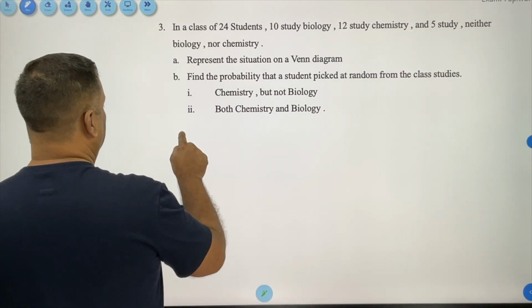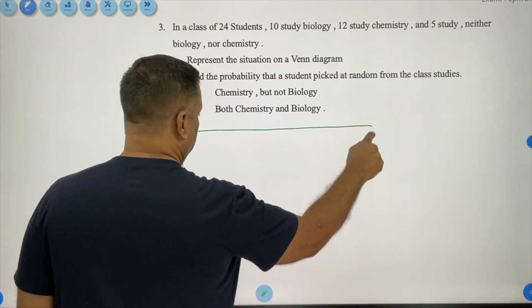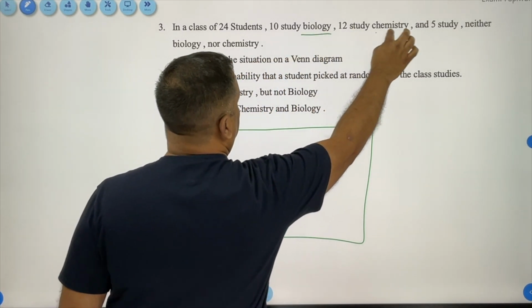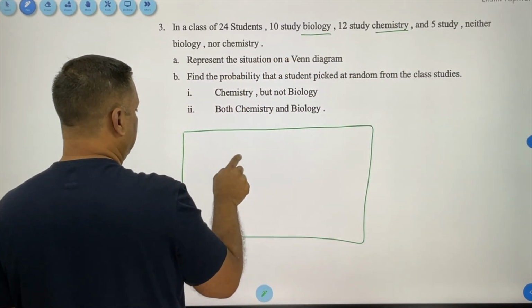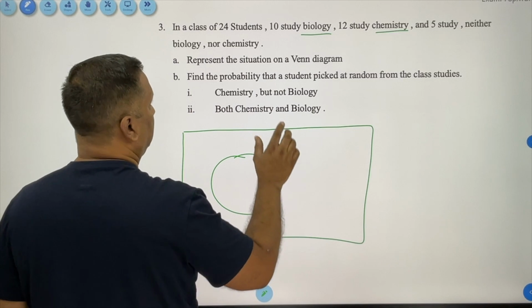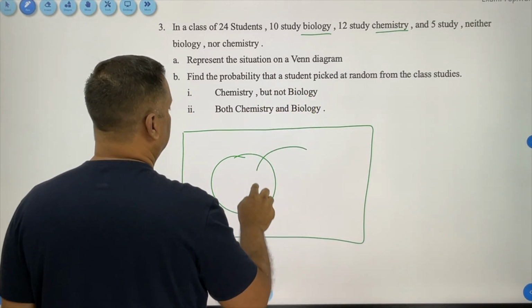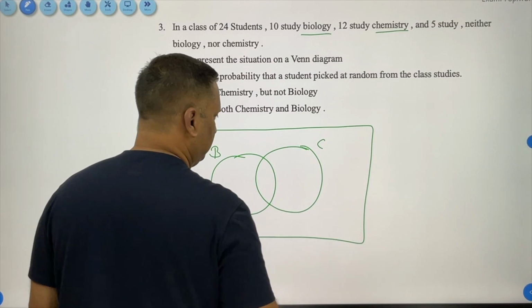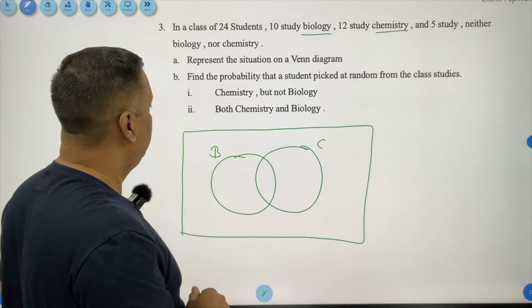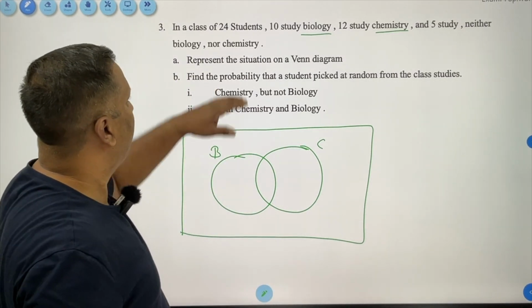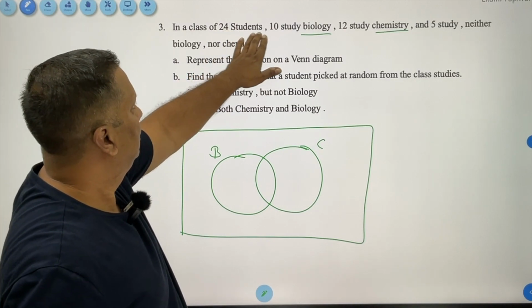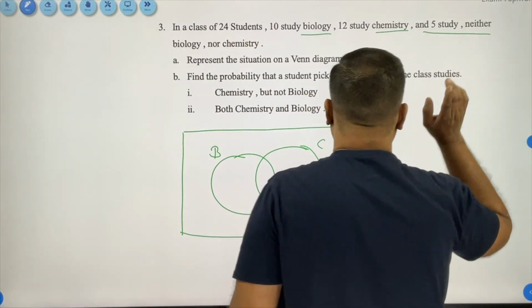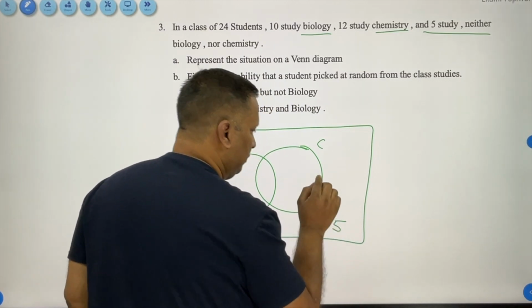Let us make a Venn diagram. How many subjects are there? Biology and chemistry. And there are some students who definitely will study both the subjects. So this is biology, chemistry. Total 24 students. 5 are studying nothing. First you capture this. 5 don't study anything. So let us put that 5 here.